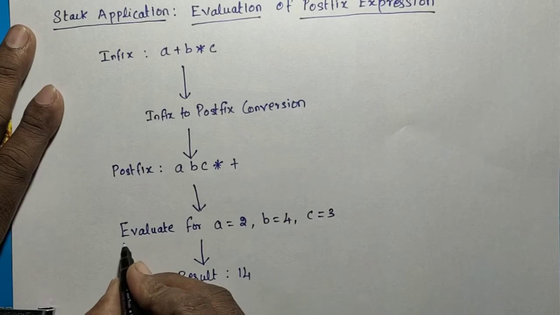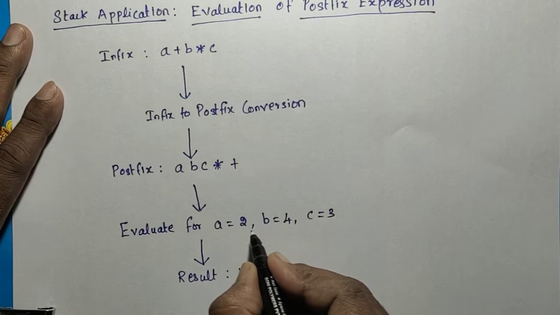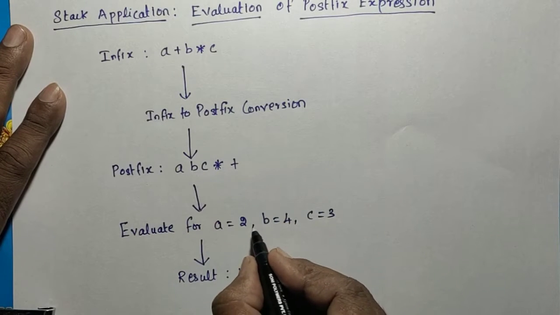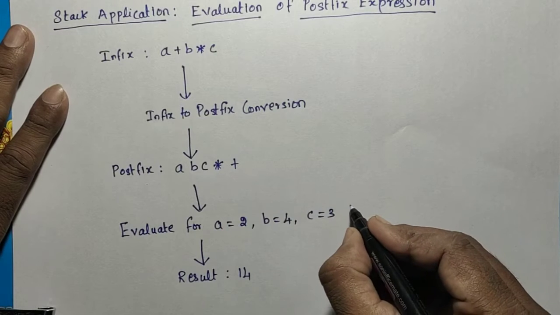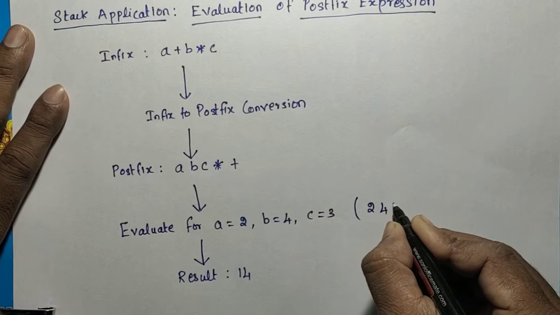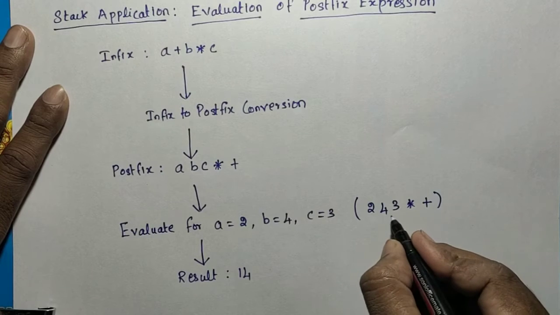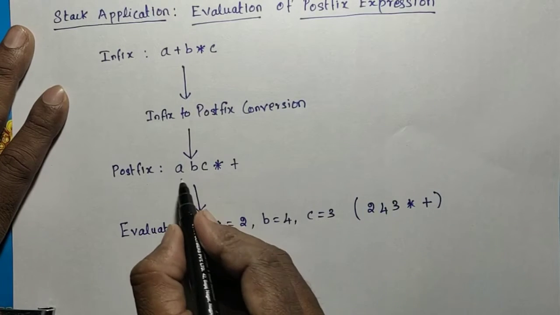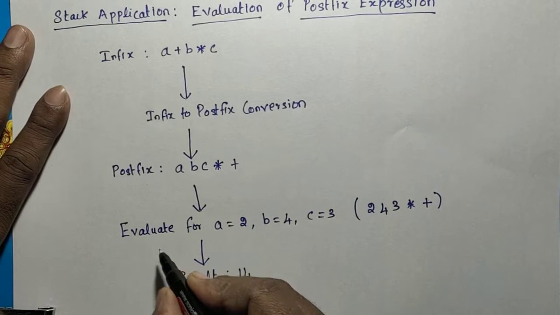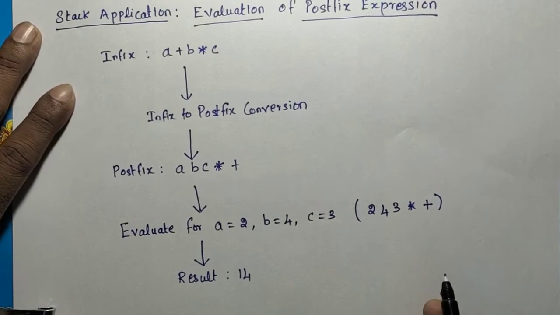Here we are going to discuss the algorithm for evaluating the postfix expression, for the given values, not for the variables. These values will be substituted, so the expression will be 2, 4, 3, star and then plus. This will be the input for this algorithm. The a, b, c values are substituted here. If this is given as input to the evaluation algorithm, what will be the result? How the stack is used in this algorithm, we are going to discuss now.